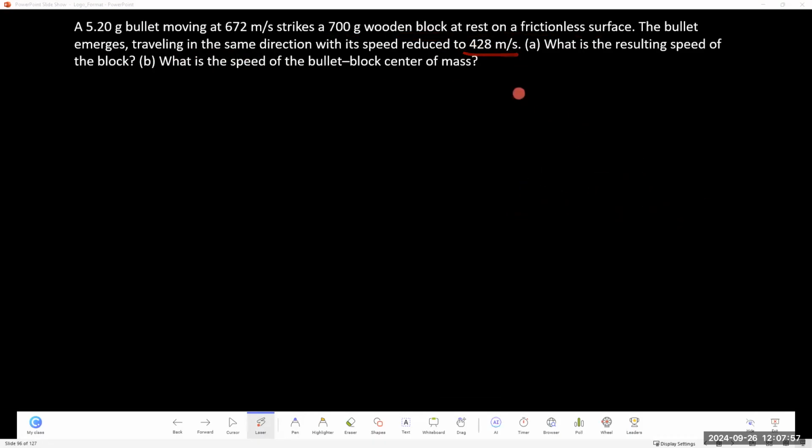It means after the bullet pokes or merges into the block, it penetrates inside the block. So both become one. So when bullet and block become one, they have only one velocity. What is the resulting speed of the block? We need to find the resulting speed of the block, which is the same as the bullet because both are merging. And what is the speed of the bullet-block center of mass? We need to find out. So let's do it.